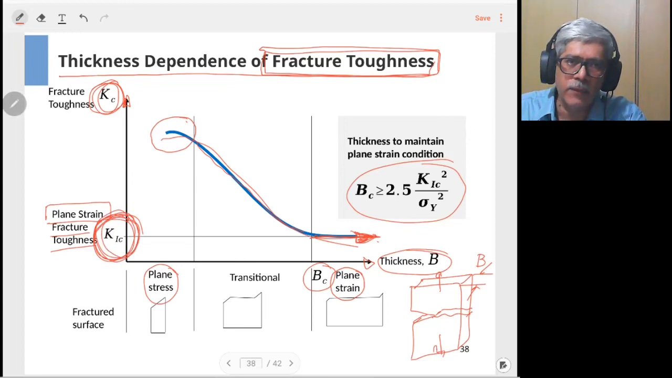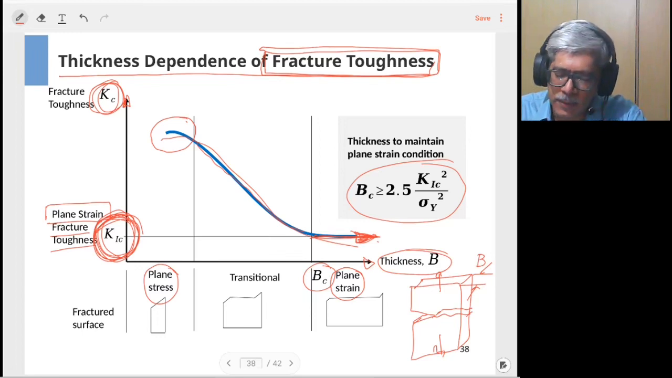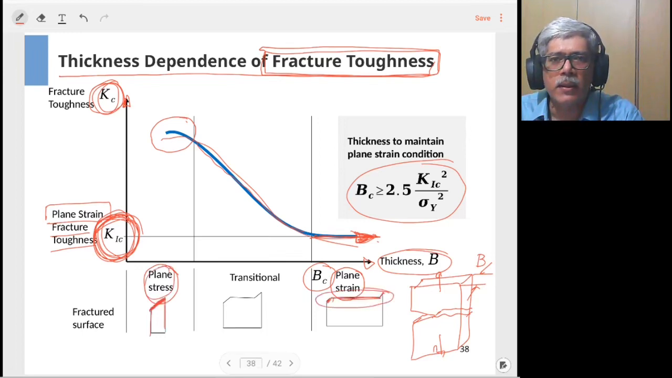If you have a material of smaller thickness, anyway the use of plane strain fracture toughness is conservative, since that is smaller than what would happen at the higher thicknesses. Now let's look at a numerical example which illustrates the use of this discussion.